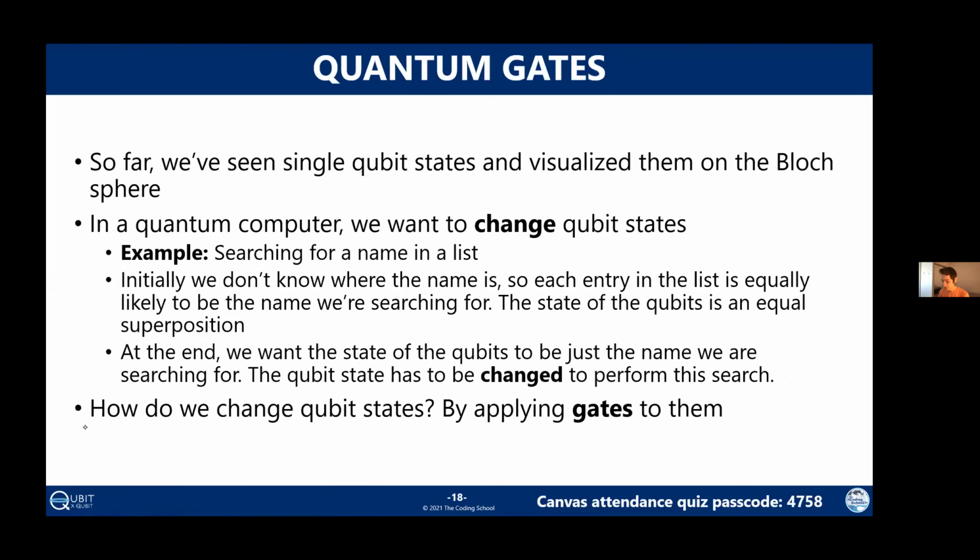Now, as a quick review, so far we've seen single qubit states and visualized them on the Bloch sphere. In a quantum computer, ultimately, we want to be able to change states. There's a quick example here, which I'm going to skip over for now, that describes at a very high level something called Grover's search algorithm. It's the general idea behind a very famous quantum algorithm, and it effectively justifies why we want to be changing quantum states. But for now, take my word for it: we want to be able to change quantum states to do quantum computations.